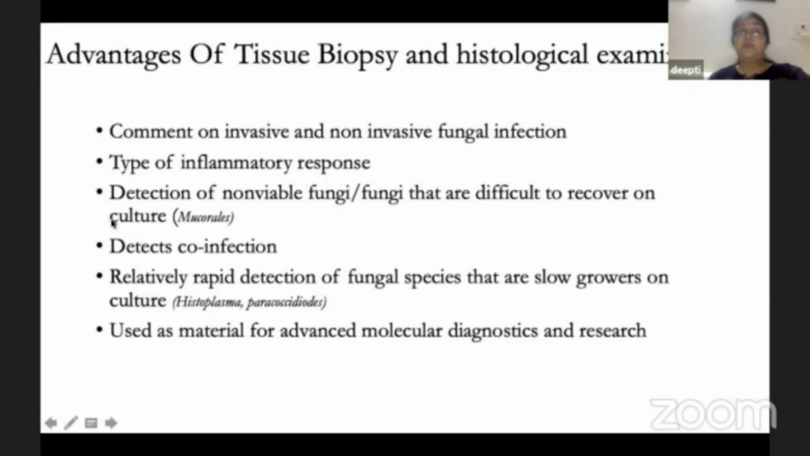Now, non-viable fungi that are difficult to recover on culture, an example is mucorales. Tissue biopsy can be very useful in diagnosing this infection. Tissue biopsy also helps you to detect co-infection.